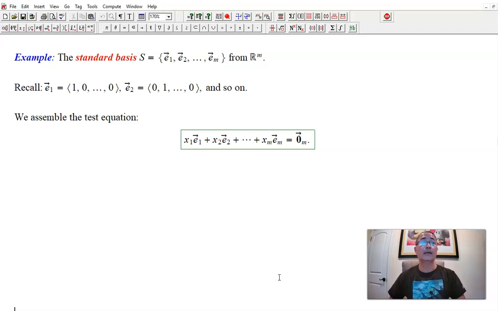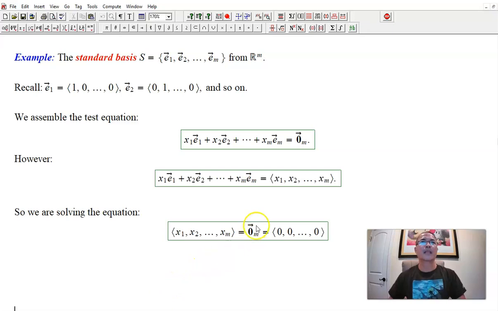What we're going to do is take the test equation. It's supposed to be x1 v1 plus x2 v2 and so on, but here we have x1 e1 plus x2 e2 all the way up to xm em, set equal to the zero vector, and we're going to find all the solutions. These are very simple vectors. If we make x1 e1, we will have x1 in the first component and 0 everywhere else. Similarly, x2 e2 gives 0, x2, and 0 everywhere else. If we complete that linear combination on the left, we will simply get the vector x1, x2 through xm.